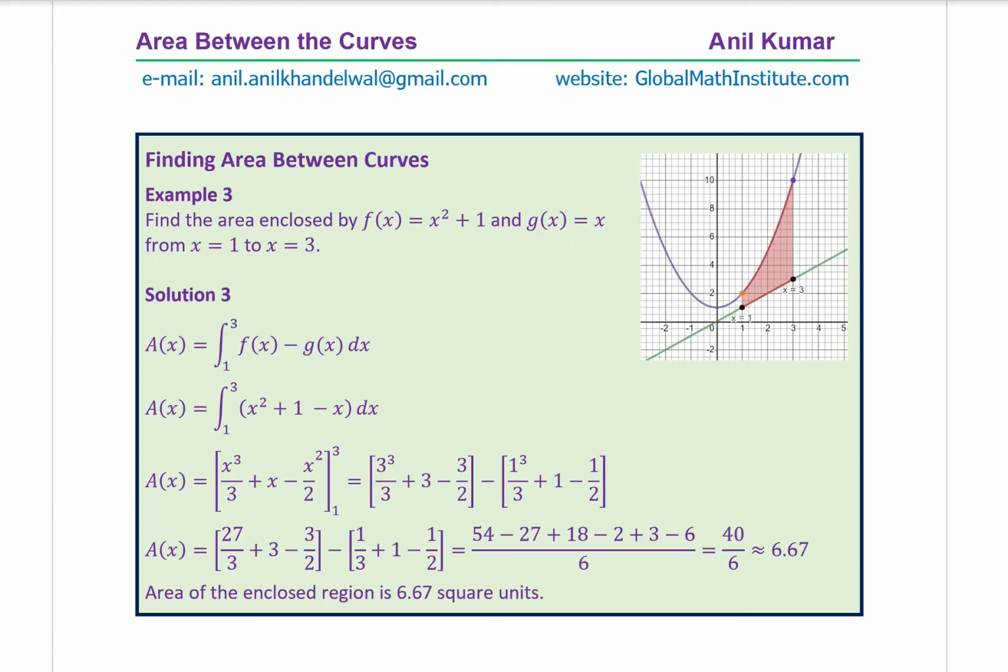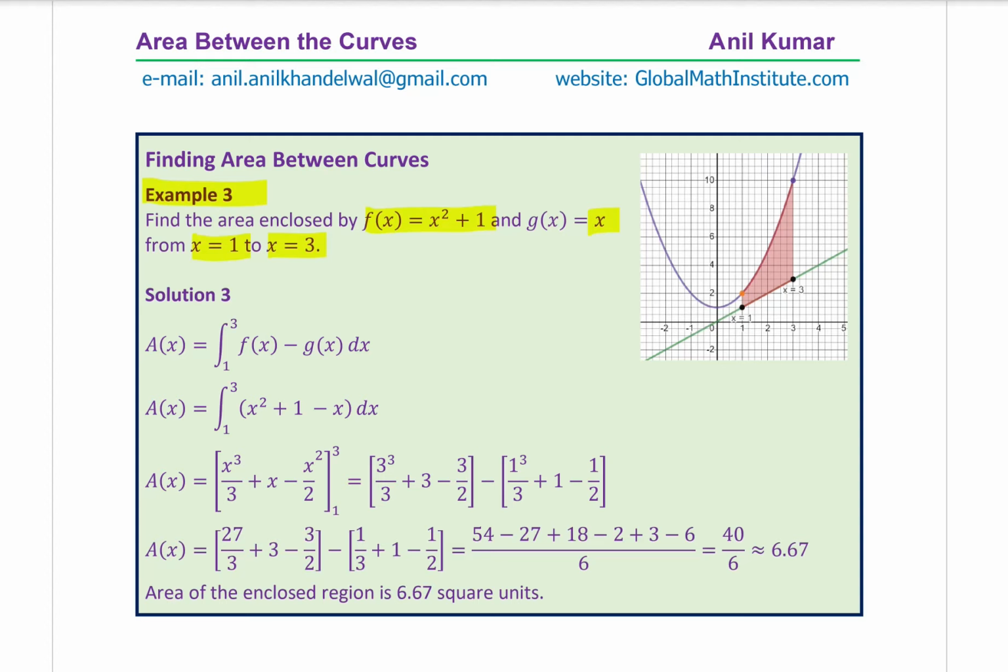Okay. Now here is example 3. We'll now consider area between two curves. So again, we are strictly going with very simple examples, a parabola and a straight line. Nothing could be simpler than that, right? And the area is of this shaded region, which we need to find out. The question before us is example 3, which says, find the area enclosed by the function f of x, x squared plus 1, and g of x, which is x, between x equals 1 and x equals 3.